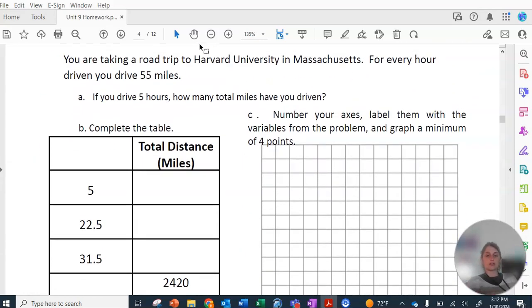Every single one of our homeworks is going to have a word problem, so make sure you give yourself enough time. You're taking a road trip to Harvard University in Massachusetts, my home state. For every hour, you drive 55 miles. 1 hour, 55 miles. 2 hours, 55 and 55, or 55 times 2. 3 hours, 55 and 55 and 55, or 55 times 3. 4 hours, you get the idea.